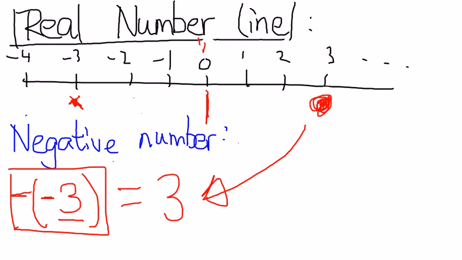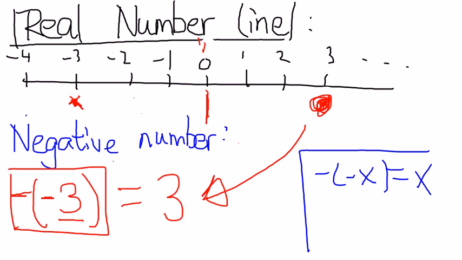Please note that it is actually a common property of negative numbers that if you have any number x, you take a negative x and take a negative again, you get back to the original x. That's a common property of negative numbers. Now it can be interestingly interpreted as a reflection process on a real number line.